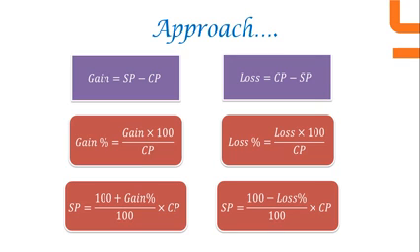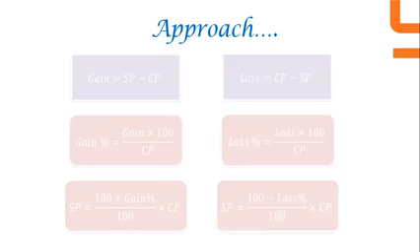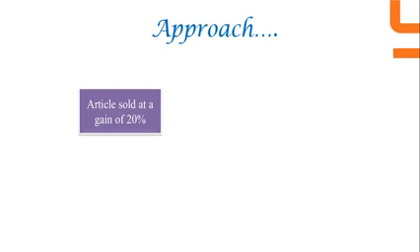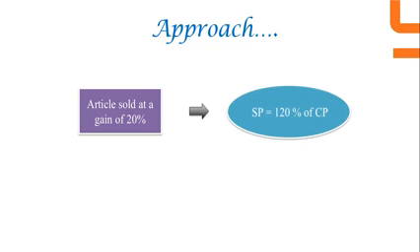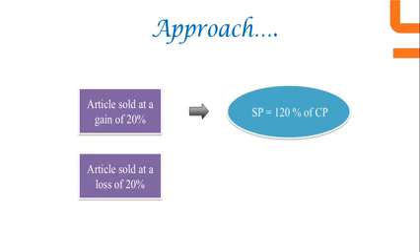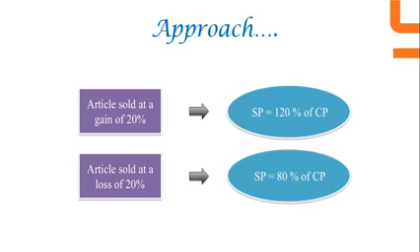That is, if an article is sold at a gain of 20%, that is the gain percentage is 20, then selling price will be equal to 100 plus 20, that is 120% of the cost price. And if the article is sold at a loss of 20%, then the loss percentage is 20, so the selling price will be 100 minus 20, that is 80% of the cost price. So these are the basic concepts you will need to answer this question.